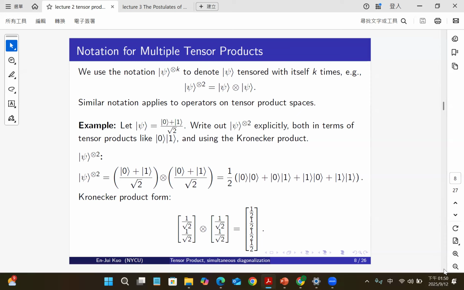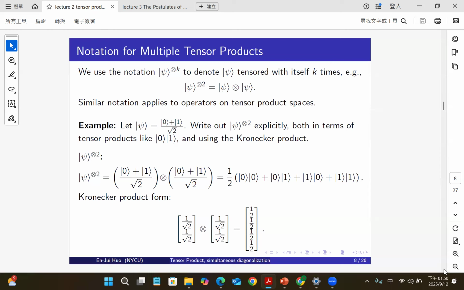For example, if I give you a fixed state psi, then we will usually use psi tensor k. It means that this psi will be tensored with itself k times. So for example, psi tensor 2 means psi tensor psi. For example, if you take a vector psi to be 0 plus 1 divided by square root 2. This is just a vector. If you write it as a 2-dimensional vector, it's 1 over square root 2 times 1 1.